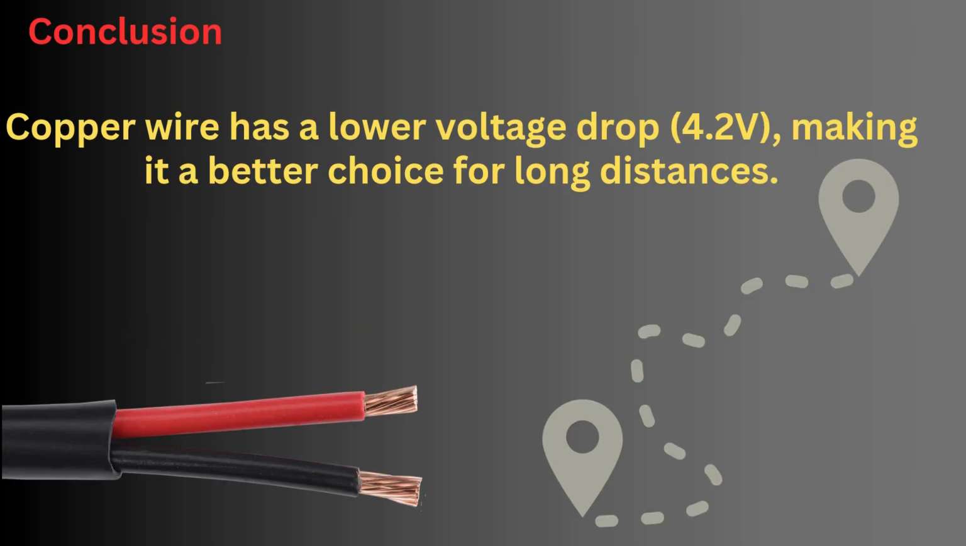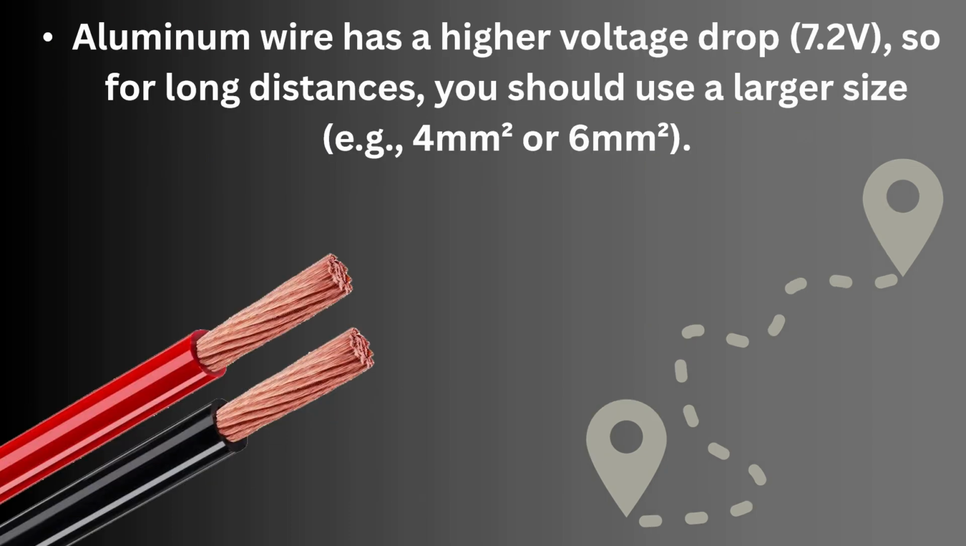Conclusion. Copper wire has lower voltage drop, 4.2 volts, making it a better choice for long distance, while aluminum wire has higher voltage drop, 7.2 volts. So for long distance, you should use a larger wire, for example 4 mm or 6 mm. So now you know how to calculate voltage drop.